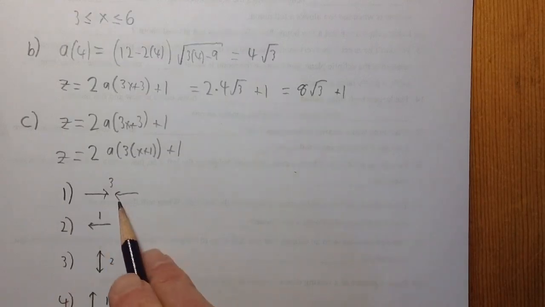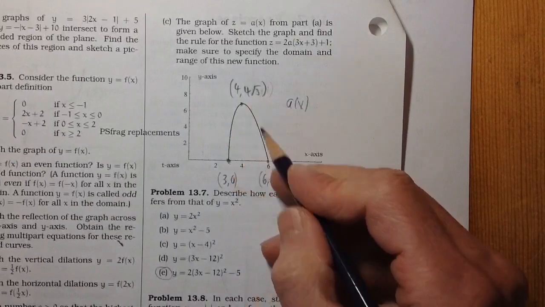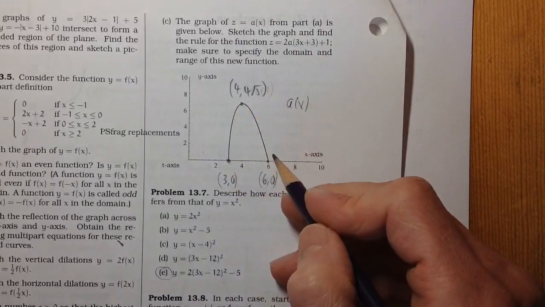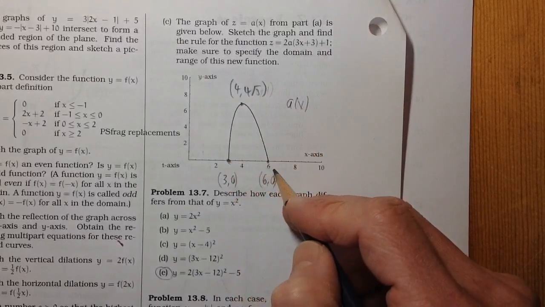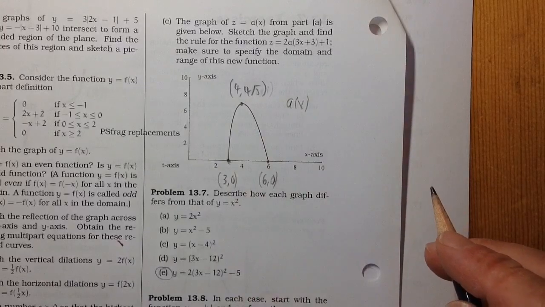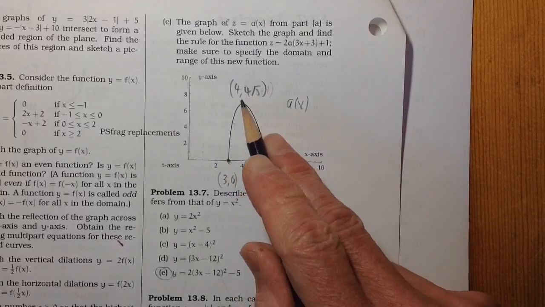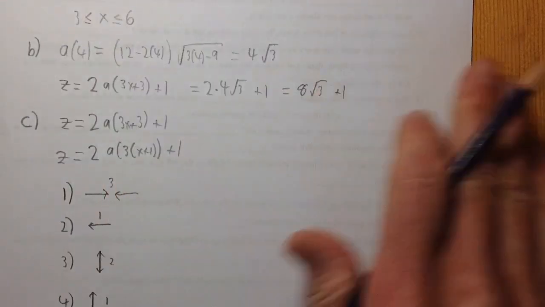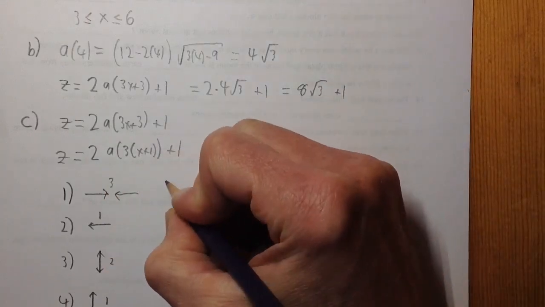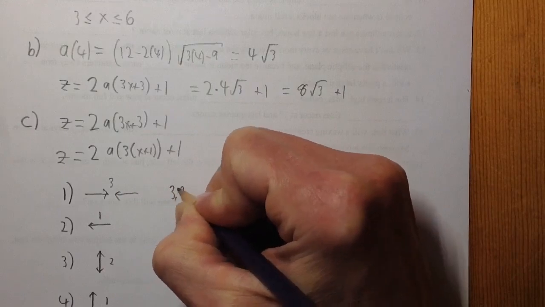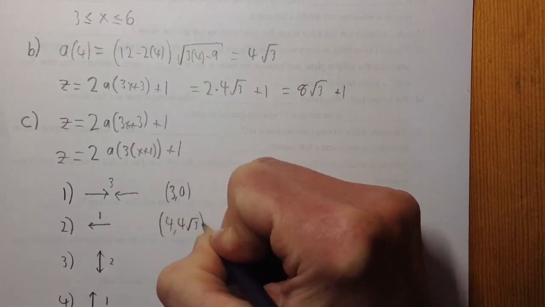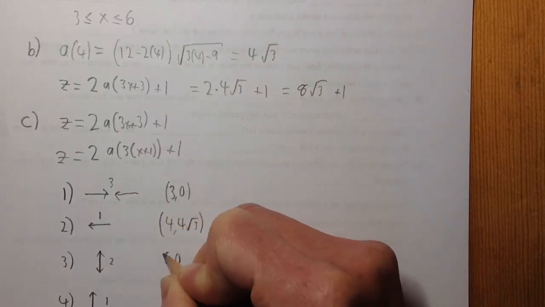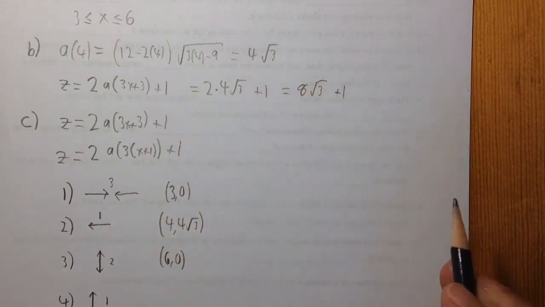So what we've got to do is take our old graph, this graph here, and do those 4 steps to it, which is pretty hard to do on just taking a graph and trying to compress it. But we can take the 3 main points and do it to the points and then plot the new points on a new graph. So I'm going to take these 3 points, (3, 0), (4, 4 root 3), (6, 0), and do all of our work on those. So let's write the points down first. Then we're going to do these 4 operations on them and then plot the new points.